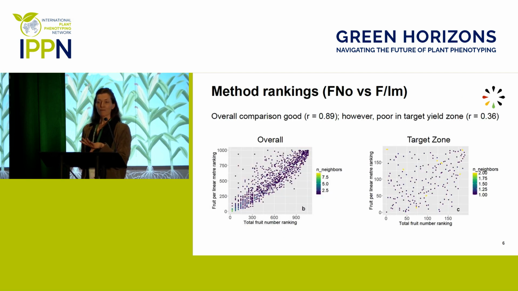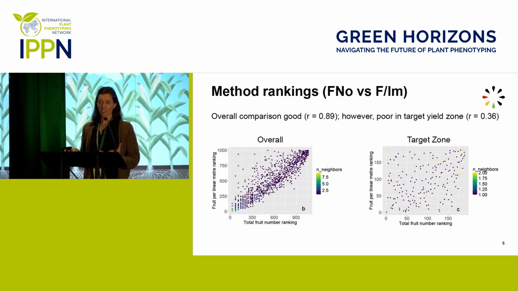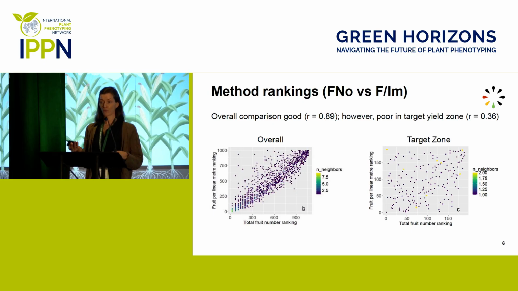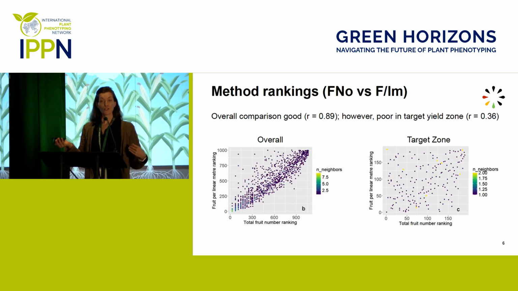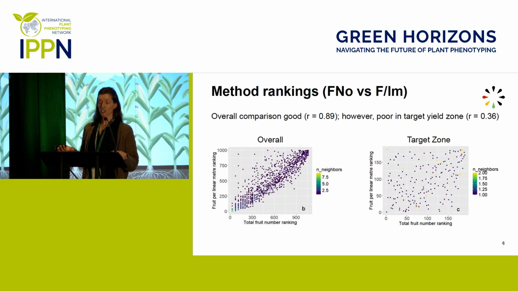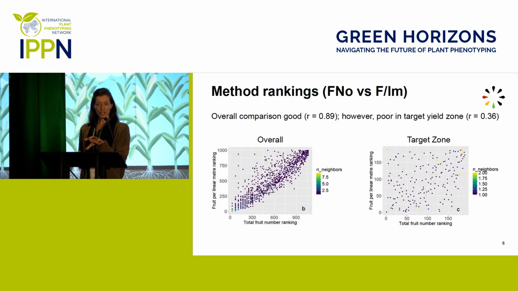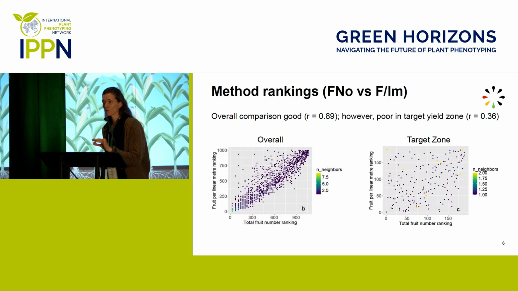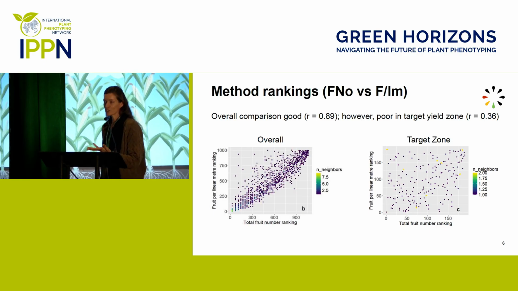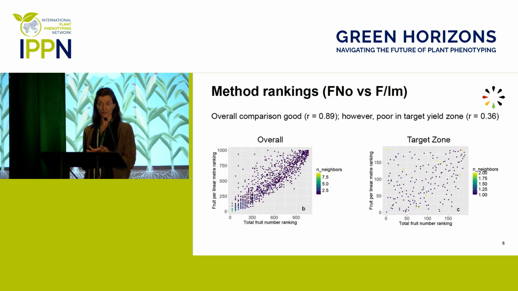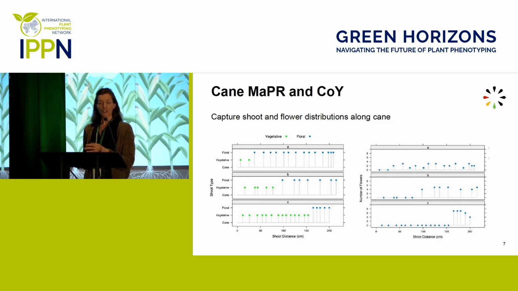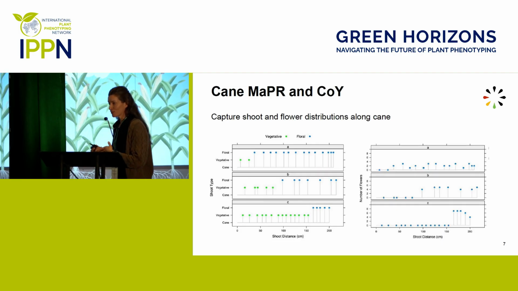When we take each of the methods and ask how the rankings compare between the total fruit number and fruit per linear meter, across the whole spread there's a really good correlation. But when we look at just what's in that red box, the correlation falls apart. Thus, total fruit number per vine is not going to be the ideal solution, and we're going to need to collect more information. This is where the next two systems come in, cane mapper and components of yield.